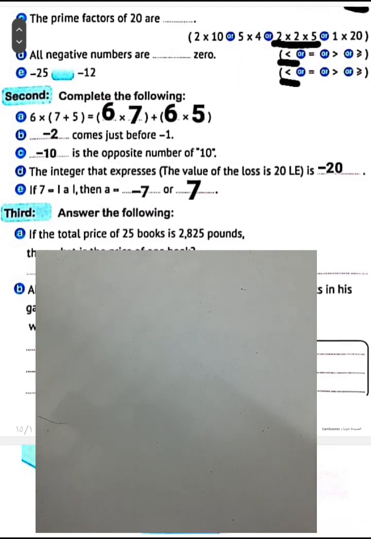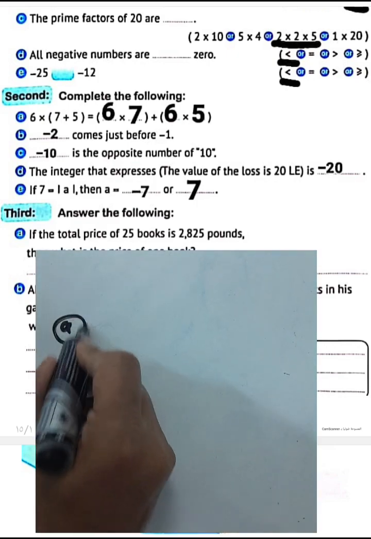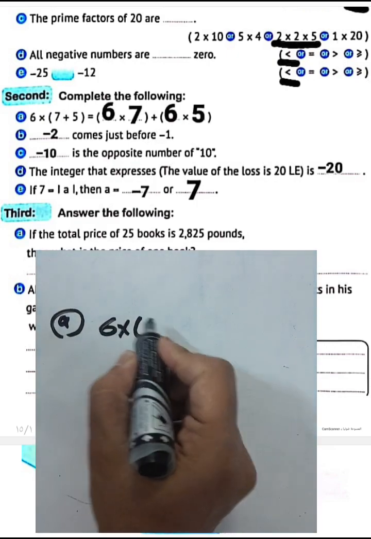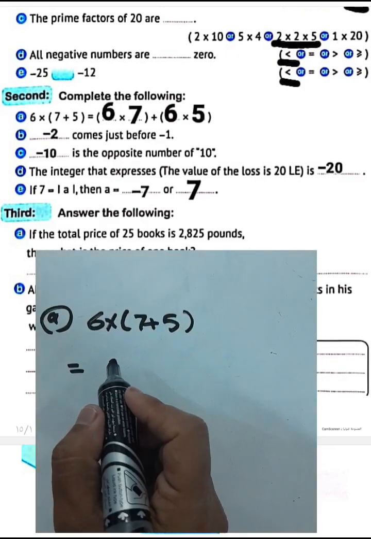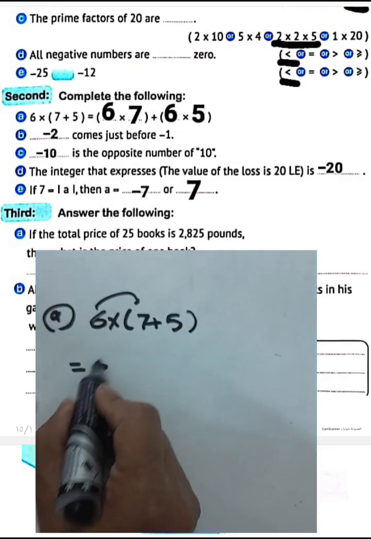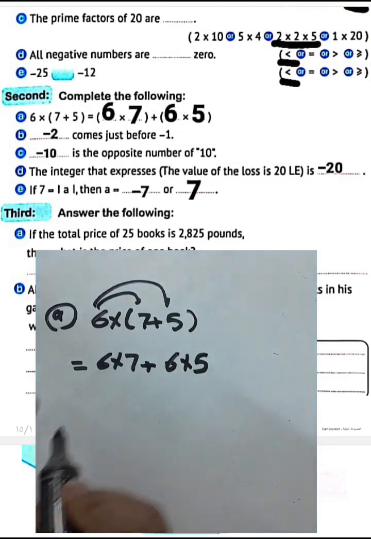Second question, complete the following multiplication. Look at with me here. Okay, letter A, 6 multiplication by 7 plus 5. We use here the distributive property. Write 6 by 7 plus 6 by 5.